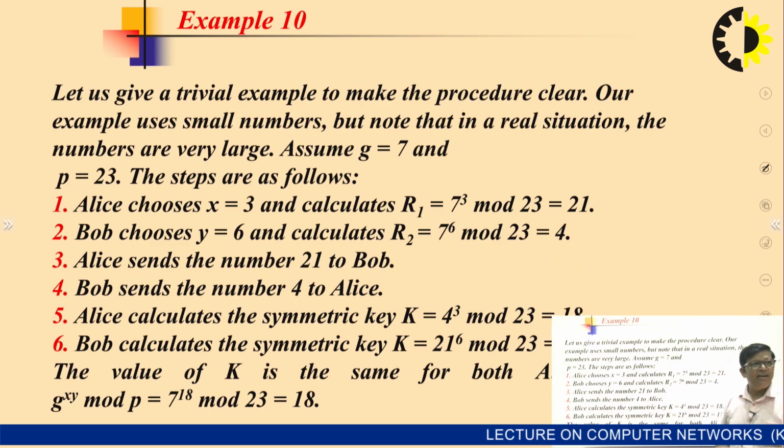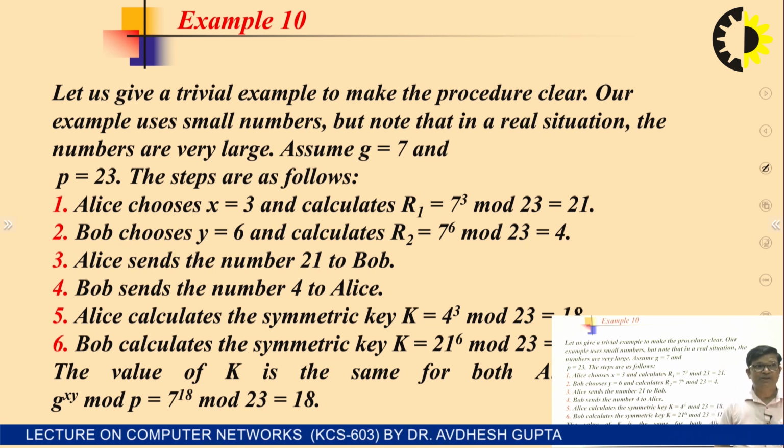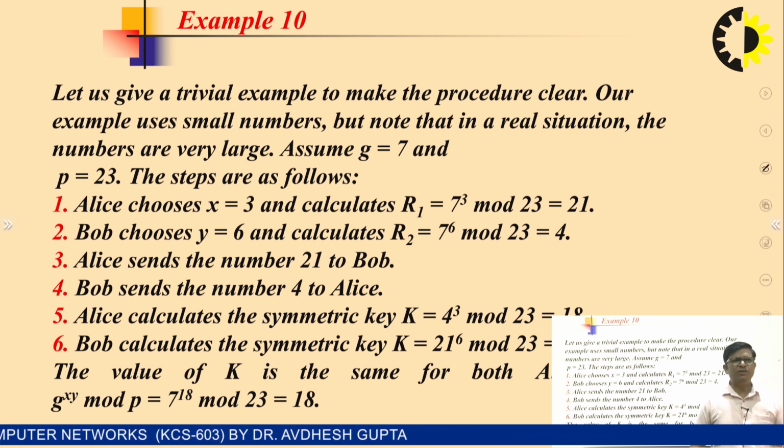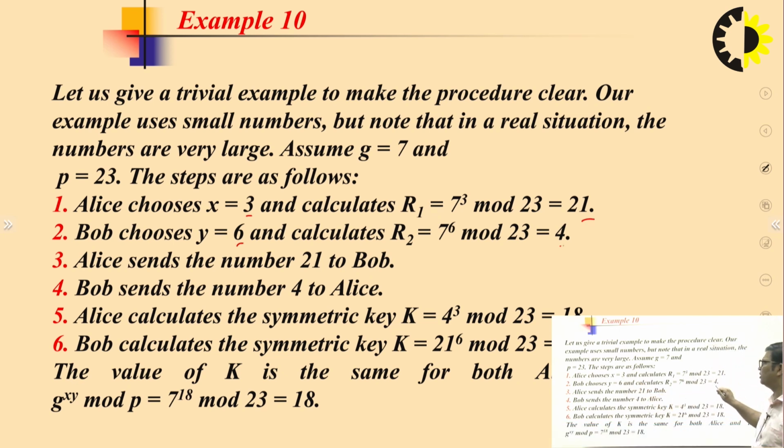So let us give a trivial example to make the procedure clear. The example uses very small numbers, but in real situations the numbers are very large. Assuming G is 7 and P is 23, the steps are these. Alice chooses 3, Bob chooses 6, and they calculate 21 and 4. Alice and Bob exchange 21 and 4. Both calculate the symmetric key. The value of K is the same for both Alice and Bob: G to the power xy mod P, which is 7 to the power 18 mod 23, that is 18.